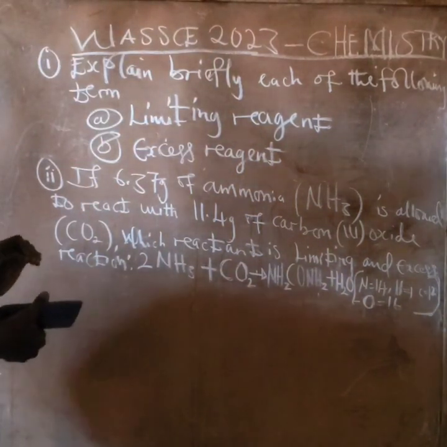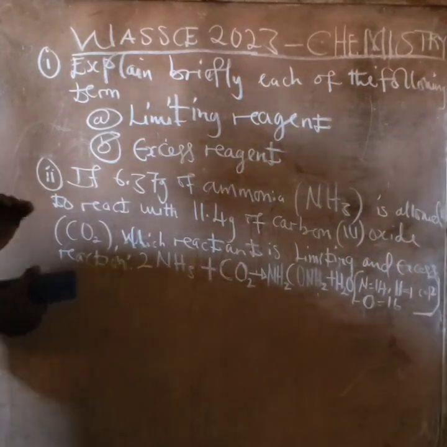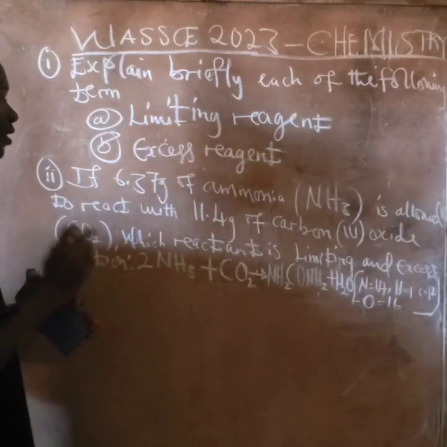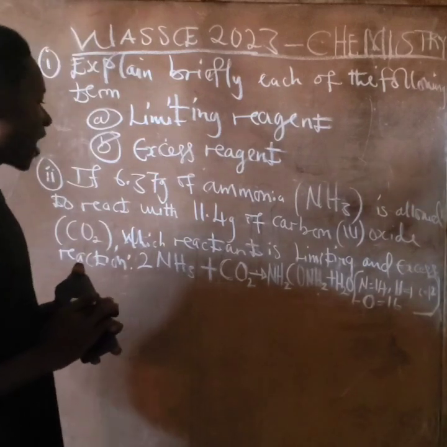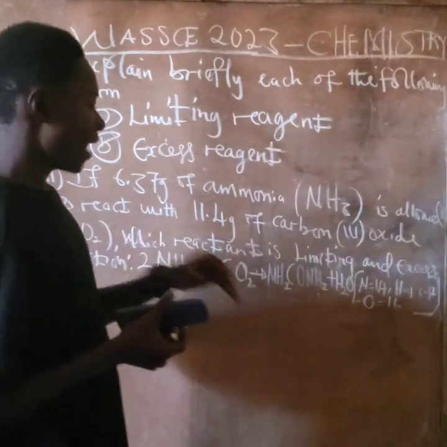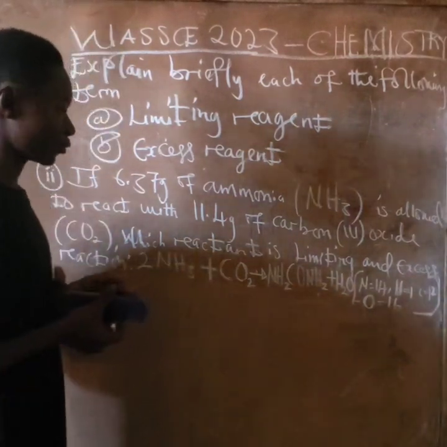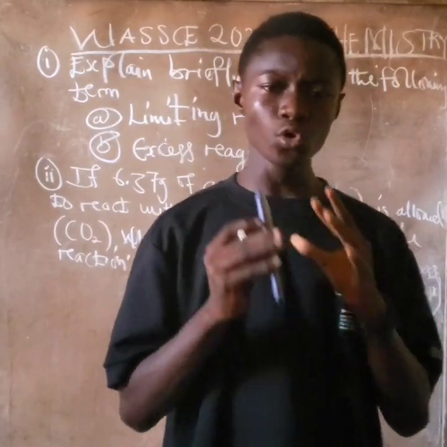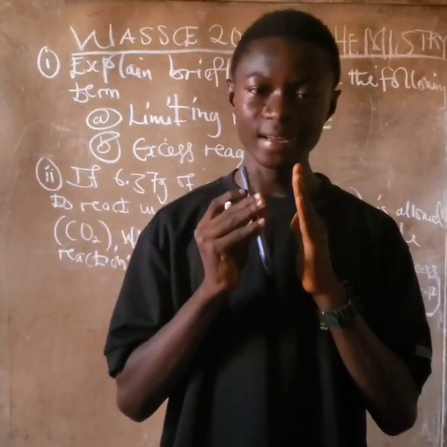Next up, we move on to Roman 2, which is the second part of this question, which says: if 6.37 grams of ammonia is allowed to react with 11.4 grams of carbon dioxide, which reactant is limiting and which is excess? Given the reaction below and the molar mass of each of the elements present in the compound. Now, in limiting and excess reagent, we only consider the reactant side.